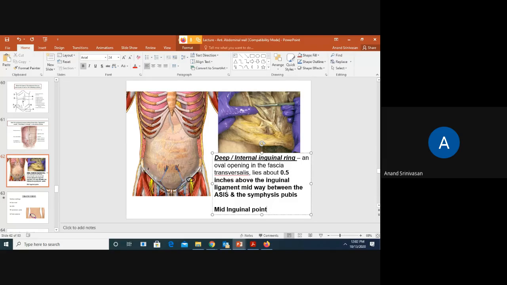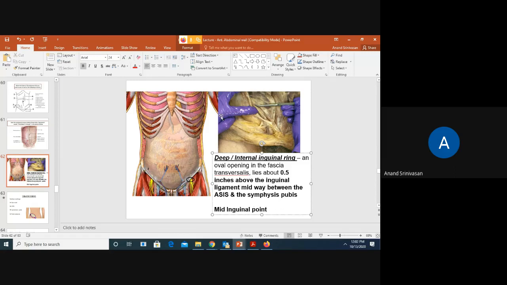So take the midpoint between the anterior superior iliac spine and pubic symphysis, and take half an inch above it; that's the approximate location of the deep inguinal ring. Remember, this is different from the midpoint of the inguinal ligament.